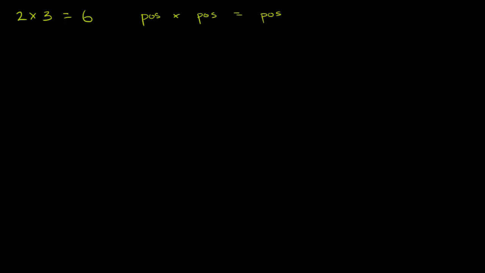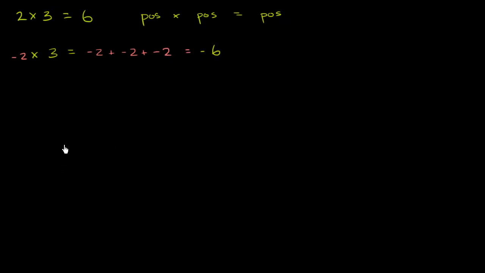Introduce some negative numbers. So what happens if I had negative 2 times 3? Negative 2 times 3. Well, one way to think about it, and we'll talk more about the intuition in this video and in future videos, is that you could view this as negative 2 repeatedly added 3 times. So this could be negative 2 plus negative 2 plus negative 2, which would be equal to, well, negative 2 plus negative 2 is negative 4, plus another negative 2 is negative 6. So this would be equal to negative 6.